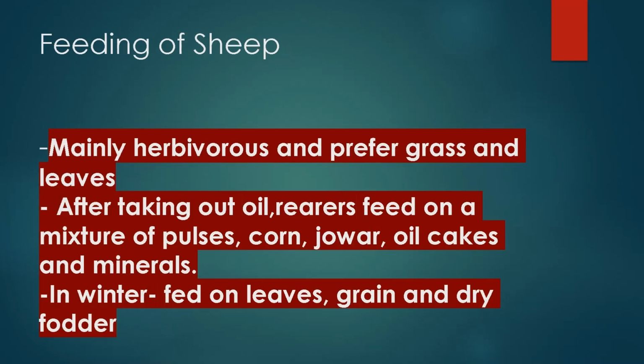So feeding of sheep, what these sheep eat. They are mainly herbivorous, meaning they depend on plants and prefer grass and leaves. After taking out oil, rearers also feed them a mixture of pulses, corn, jowar, oil cakes and minerals. But in winter, sheep are kept indoors. उन्हें वो अंदर रखते हैं and they are fed on leaves, grain and dry fodder. So this helps in their quality of hair.